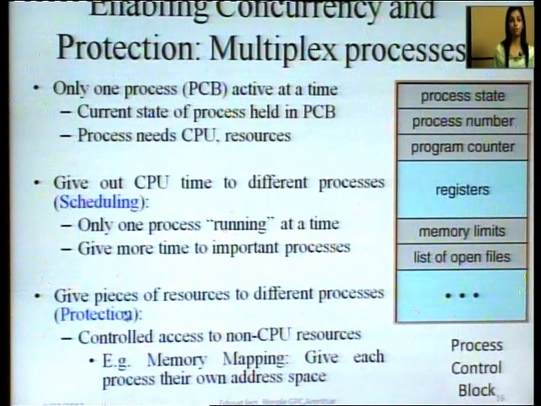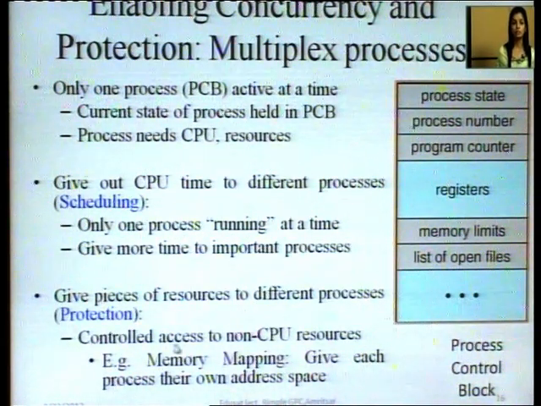Give pieces of information or resources to different processes for protection. That means each and every resource is given to the processes, in this way they do not collapse each other. So protection is managed by the operating system. Control access to non CPU resources, like memory mapping. Okay.